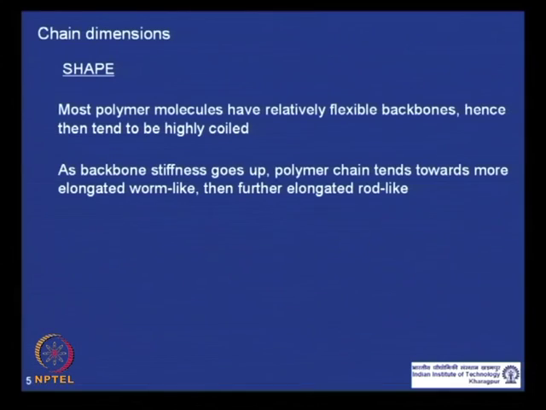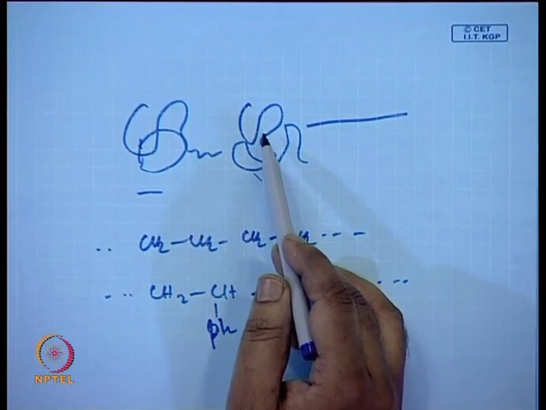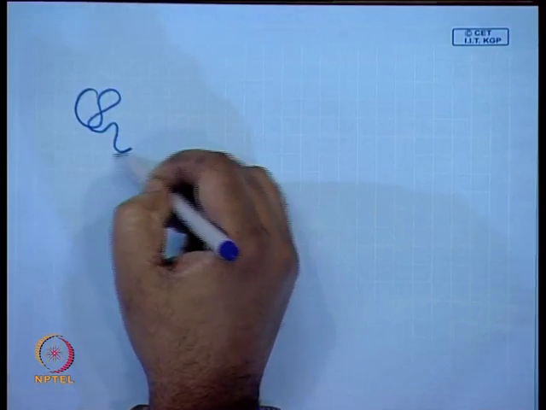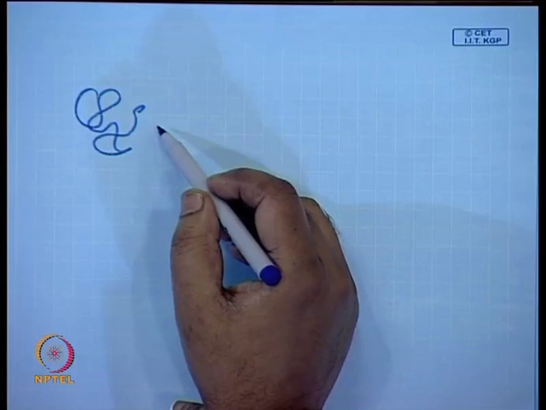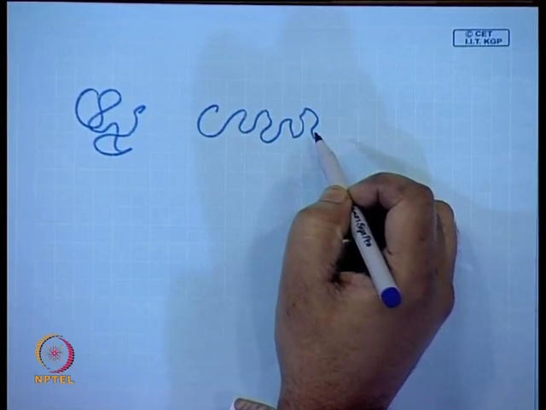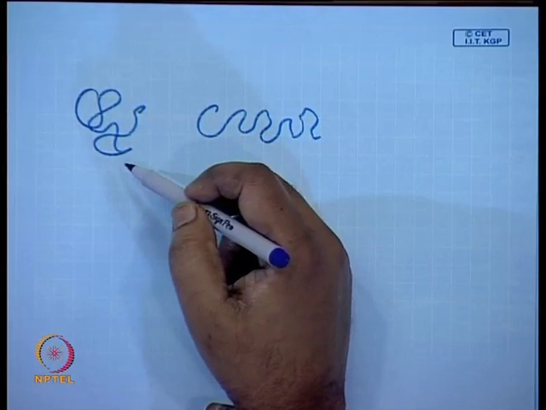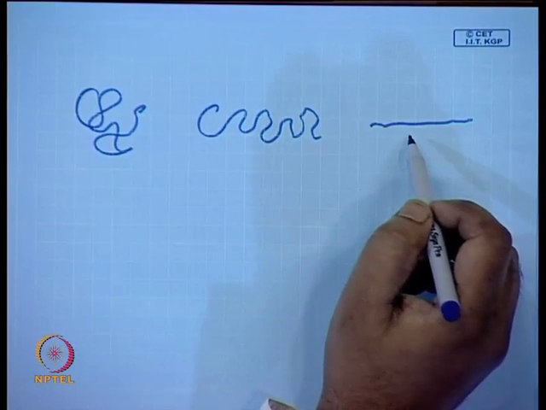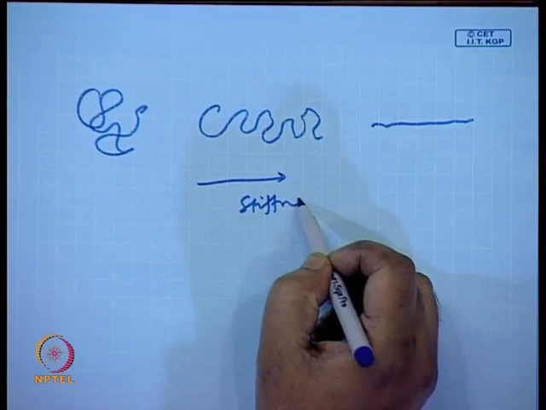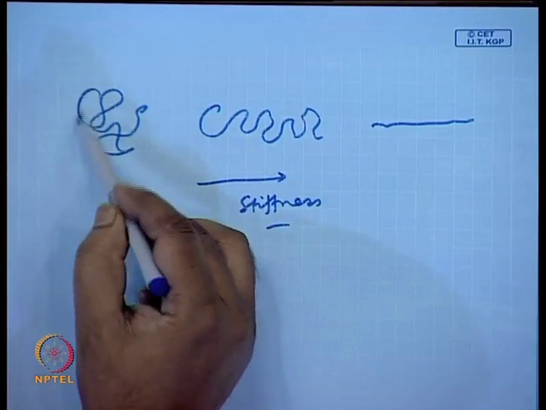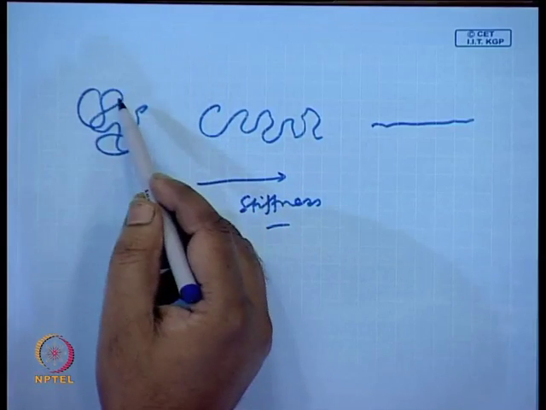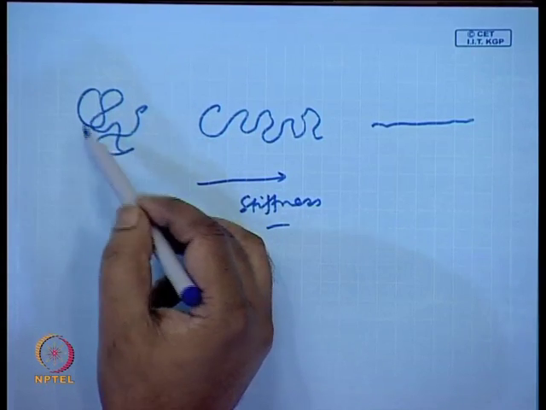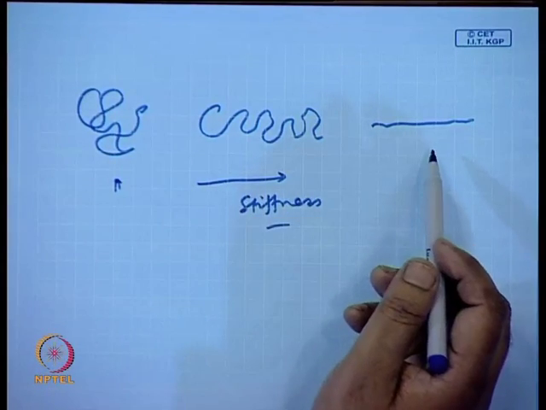Now, if the stiffness goes up, the flexibility comes down and coiling will not be possible. So if this is a coil structure, as the stiffness goes up it will be something like a worm-like chain, because it is not flexible enough to become a coil. And if the chain becomes even more stiff, then finally it will be like a rod. So this is as the stiffness of the backbone goes up. Most polymers we will deal with in this class and come across in applications fall in the category where the polymer is flexible enough to be close to a random coil rather than worm-like or rod-like.